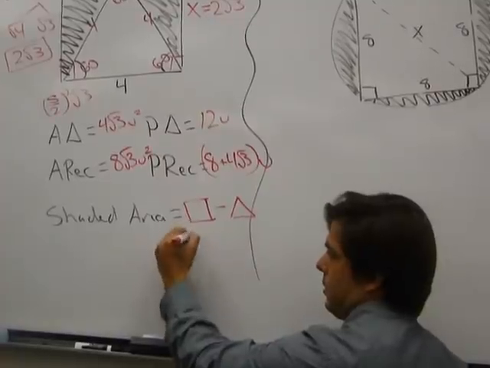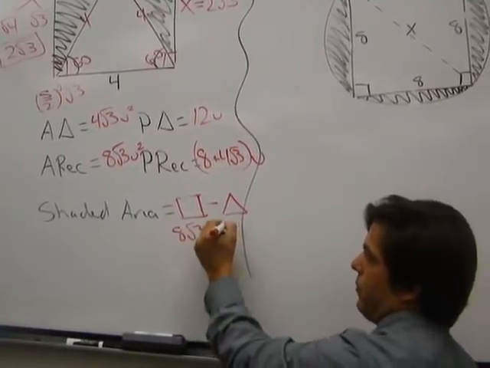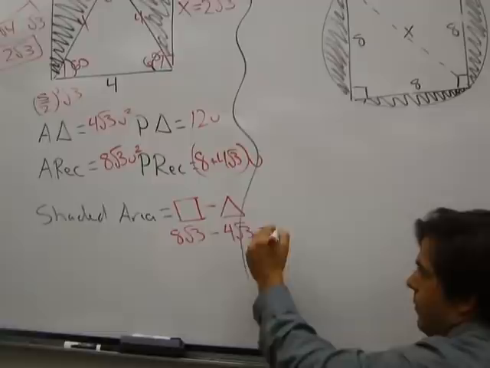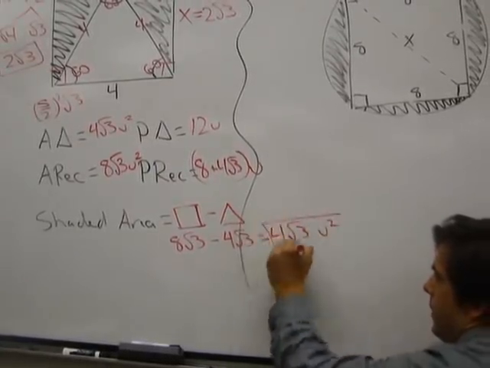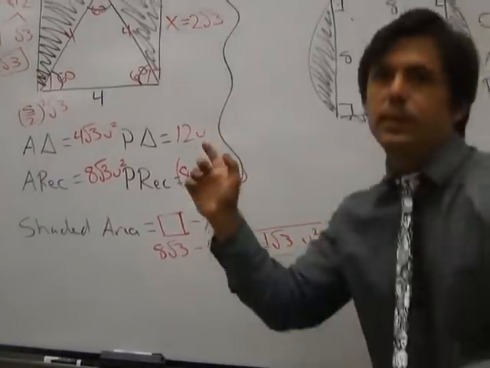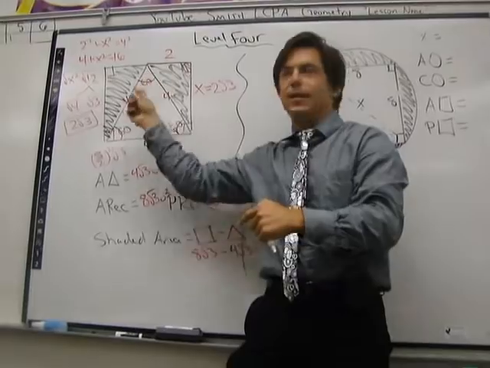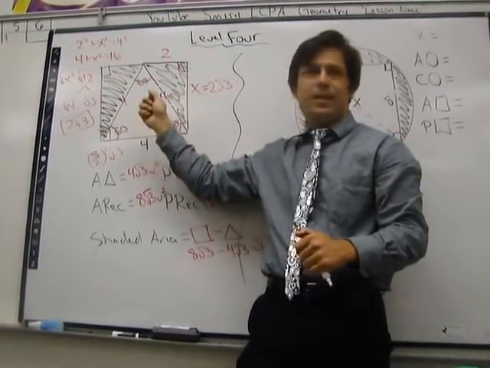8 square root of 3 minus what's the triangle? 4 square root of 3. What's 8 square root of 3 minus 4 square root of 3? 4 square root of 3 units squared. So it's going to be just like the triangle. It should be, because remember what we did in that level 3. We cut the triangle out of the square. When we put these two together, what's it going to make? A triangle exactly like that.